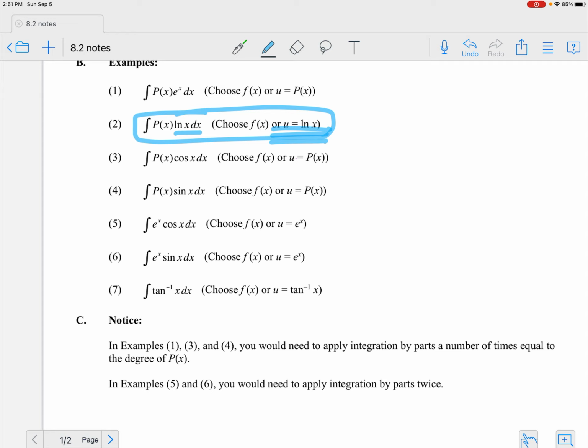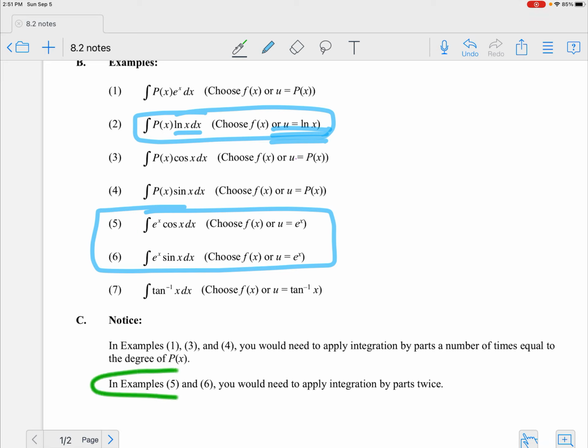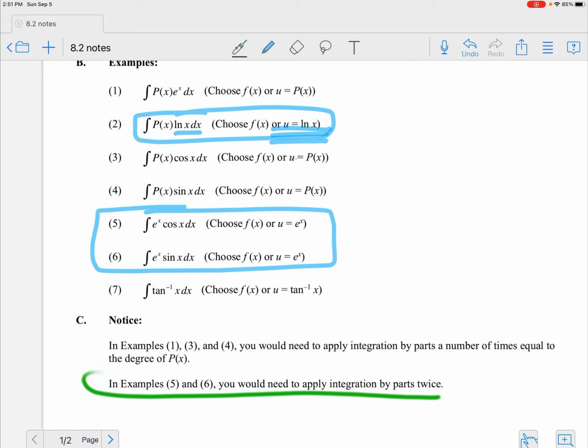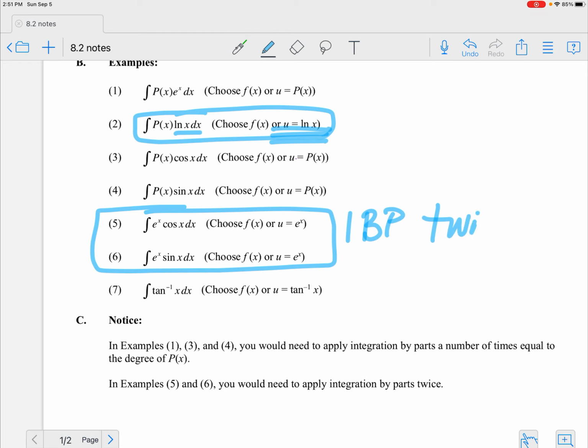All right? The other thing, here with 5 or 6, look what's happening with these two. If you try to take derivatives and antiderivatives here of this e to the x or sine or cosine, you're going to spin in circles. So in examples 5 and 6, you're just going to apply integration by parts twice in order to come back around, and we will do an example of that. Okay? All right. And so just like it says here, 1, 3, and 4, you're going to apply integration by parts by whatever the degree of your polynomial is.